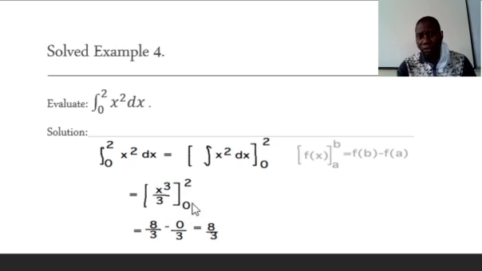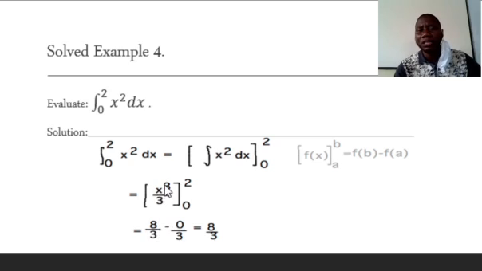Don't forget, you have to put this. And C is not used when we are talking of definite integral. Okay, so by the time I substitute the upper limit here, that will be 2 raised to power 3 over 3. That will be 2 raised to power 3 is 8 over 3 minus, and I put 0 here.